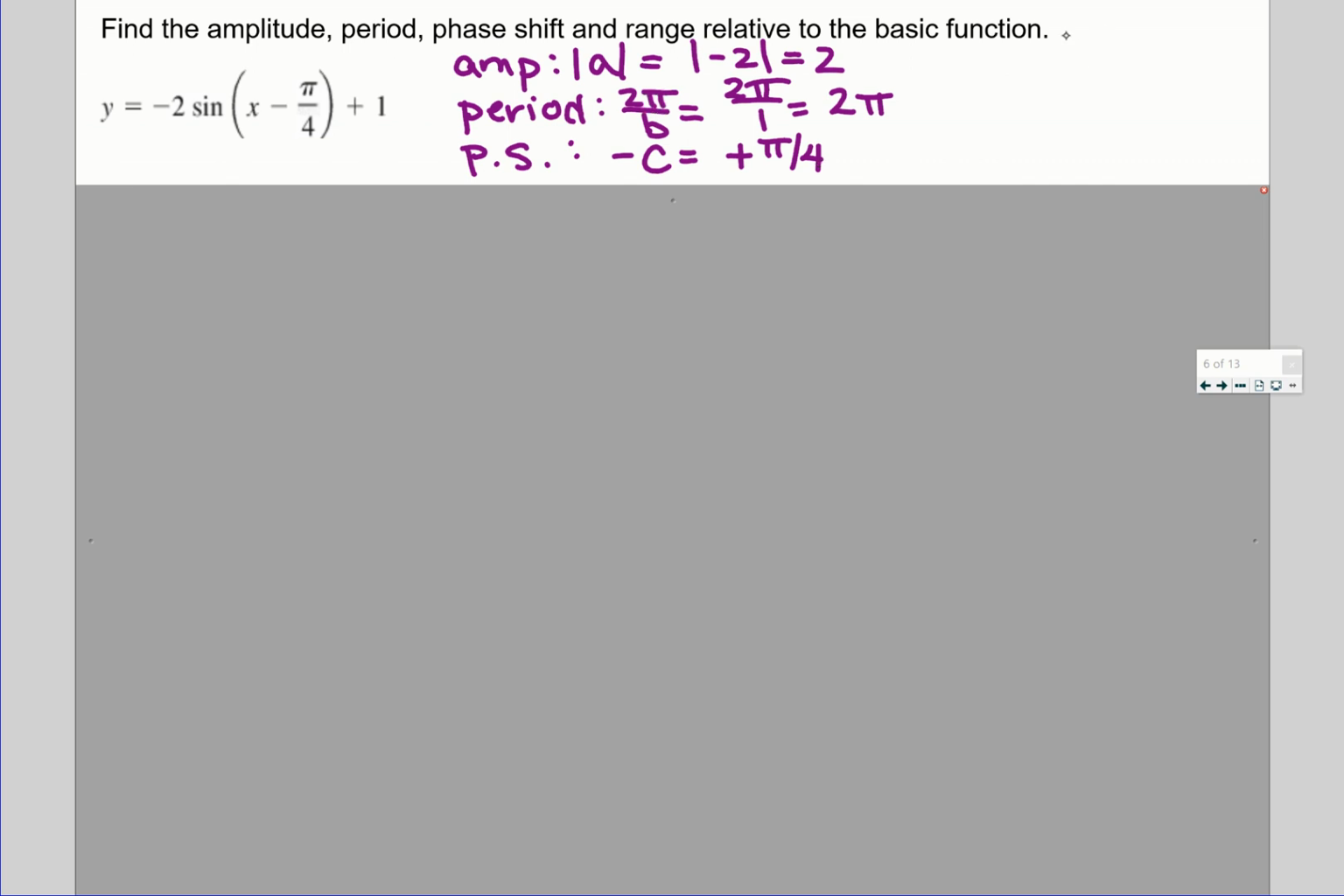The last one that we're going to find just from the equation itself is the range. Domain, we don't need a formula for. Domain is going to be always all real numbers for these functions.